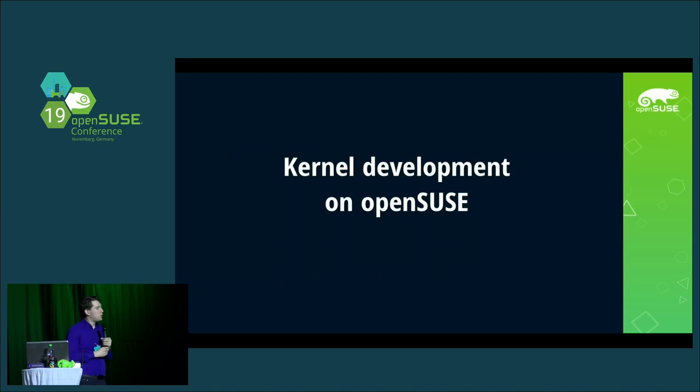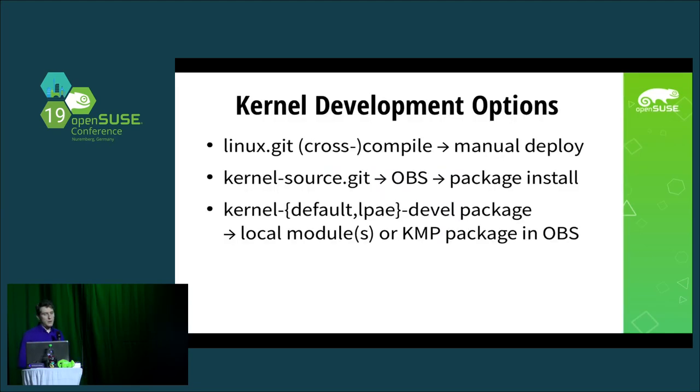Now, moving on to how this has actually been developed. In general, these are basically the choices that people have if you want to develop a new kernel driver. For one, you can always just get the original Linux Git checkout, compile it on an ARM board or cross-compile it on your Intel machine, deploy it some way by, you know, copying over the files to that system. The alternative is to take the kernel source Git repository that we are using to build the distro kernels.